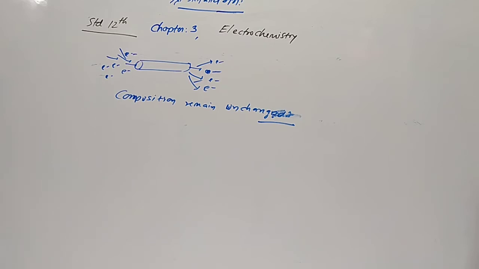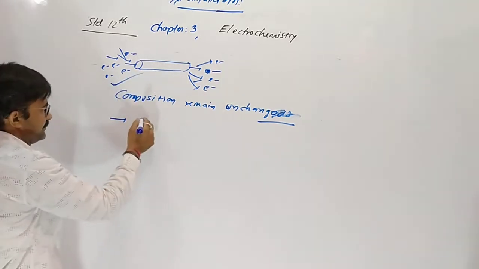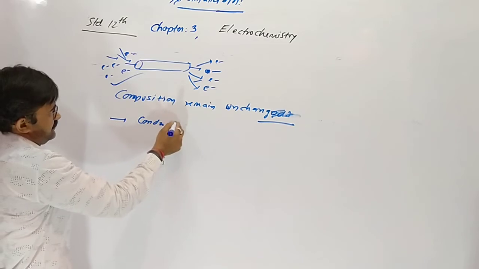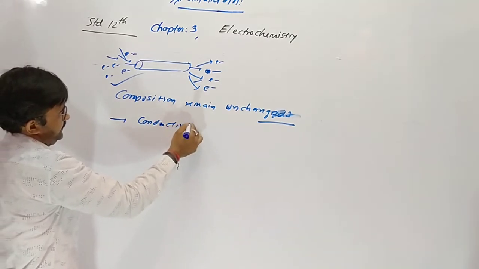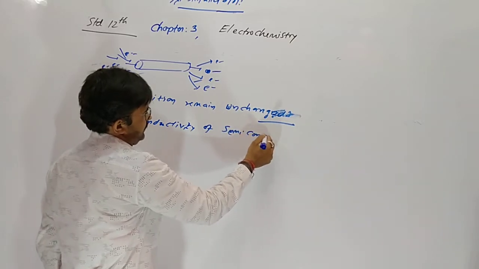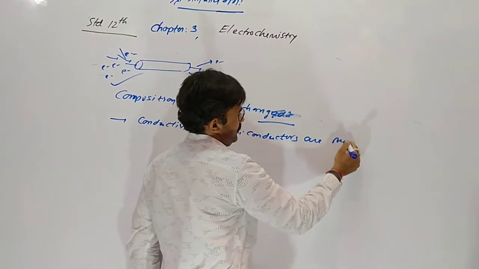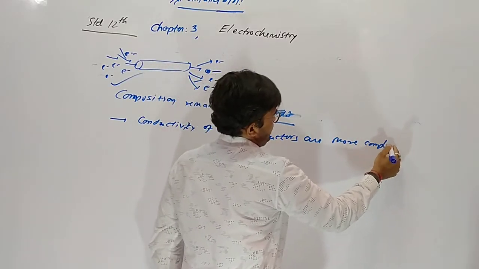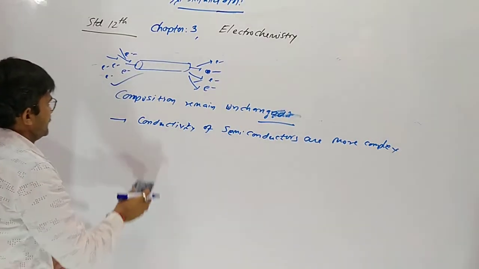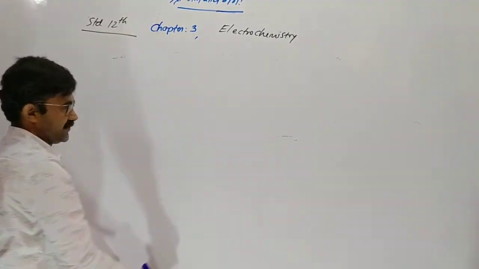Now the conductivity of a semiconductor is more complex. Yes, this is the conductivity of metals. Conductivity of semiconductors is more complex. Now here we are going to the conductivity of solution.